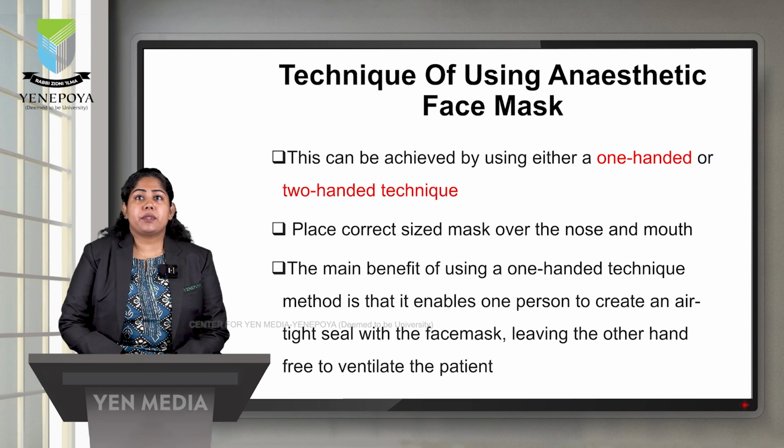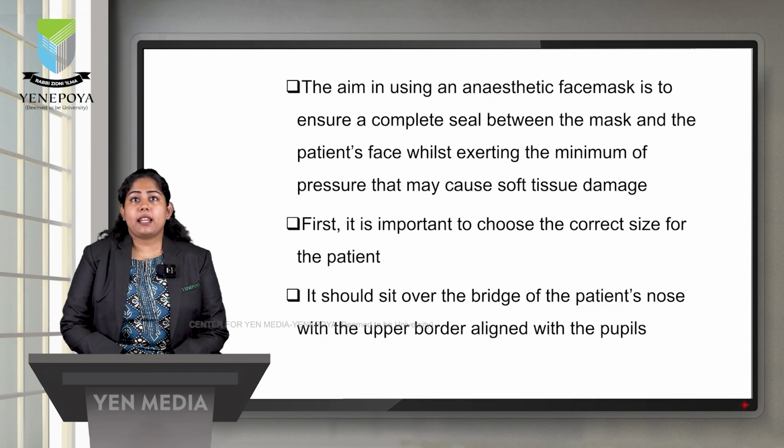Now, the technique of using anesthetic face mask. This can be achieved either by a one-hand or two-hand technique. Place the correct size mask over the patient's nose and mouth. The main benefit of using the one-hand technique is that it enables one person to create an airtight seal with the face mask and use the other hand to freely ventilate the patient. The aim of using an anesthetic face mask is to ensure a complete seal between the mask and the patient's face while exerting the minimum of pressure that may cause soft tissue damage.